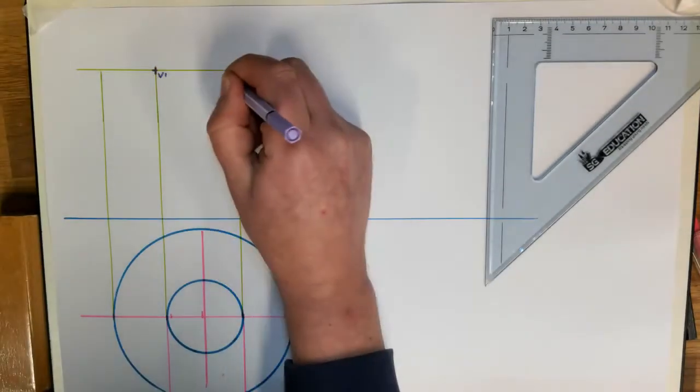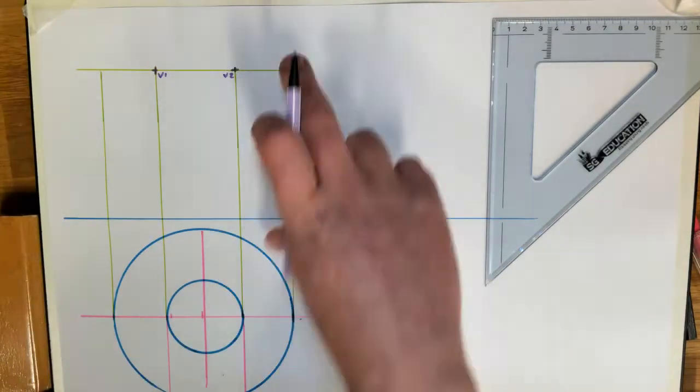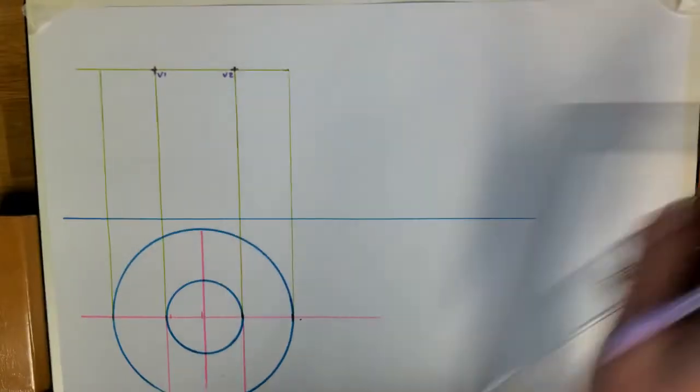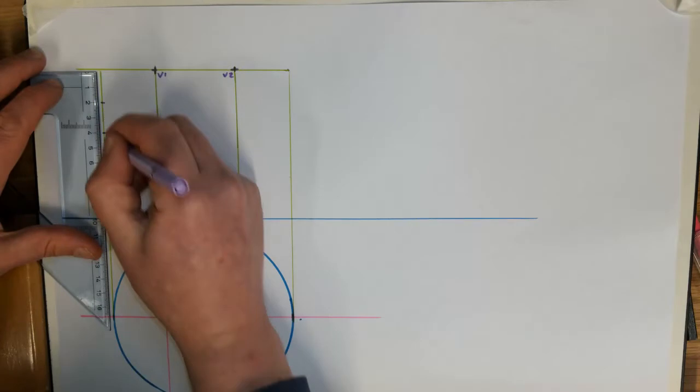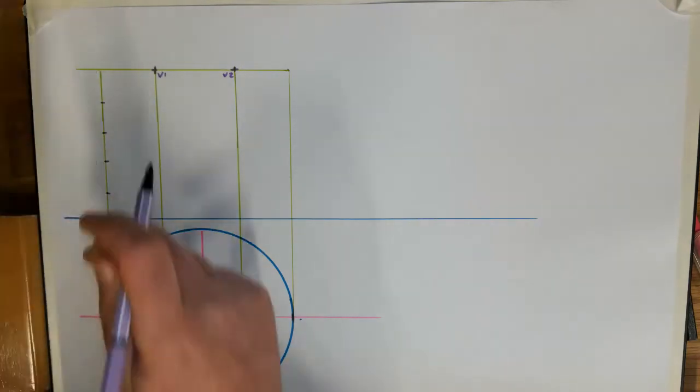I'm just going to mark V1 and V2 there. Okay, so we have this here, and this is 100, and that divides easily by 5. So we're going to mark every 20 millimeters apart. So 2, 4, 6, 8. Okay, so I have my points there.